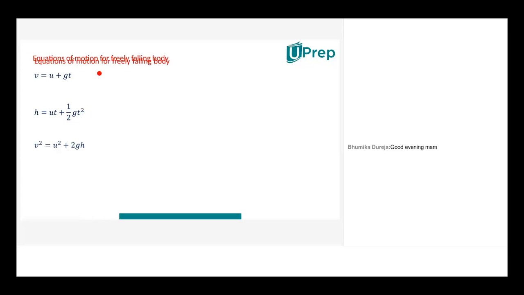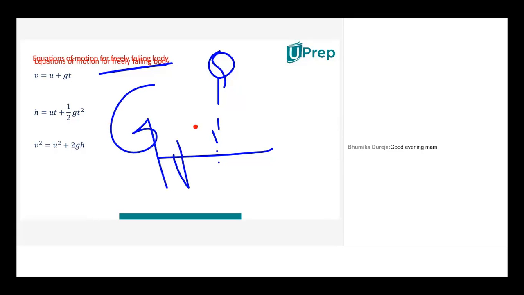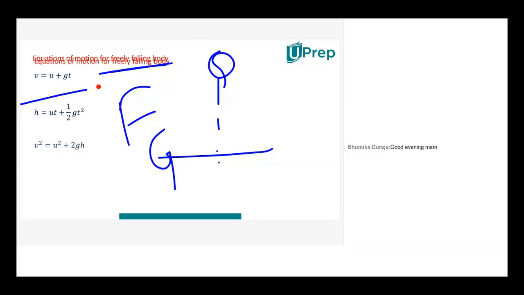This problem we have already solved in our previous session, and these are the equations for a freely falling body. And what is this freely falling body? A body which is falling only under the influence of gravitational force. Objects which are falling only under the influence of gravitational force are freely falling bodies. Only gravitational force is acting on them. And for such objects, you can write equations of motion as given here.